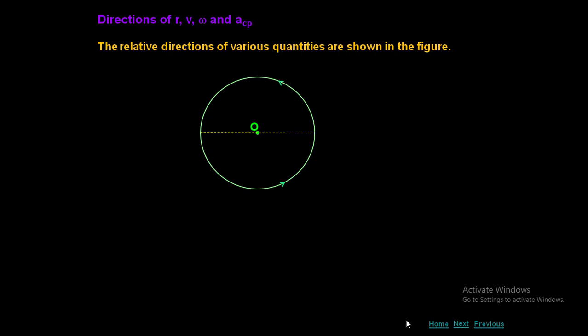Directions of r, v, omega and centripetal acceleration. The relative directions of various quantities are shown in the figure. Now if you take the circular motion, that is a point P, radius vector r bar, v bar, that is the instantaneous velocity, by drawing a tangent, that is omega, because if you apply omega bar cross r bar, they are always perpendicular, and the direction of omega is always perpendicular to the plane containing v and r. That is the direction of motion of the particle. That is the direction of centripetal acceleration at that particular point.